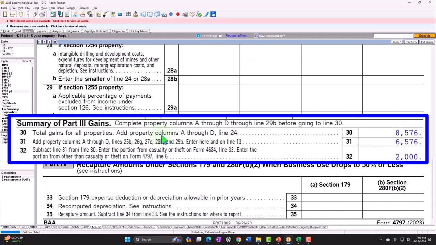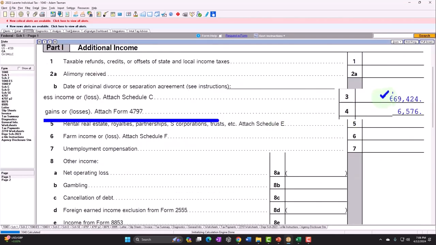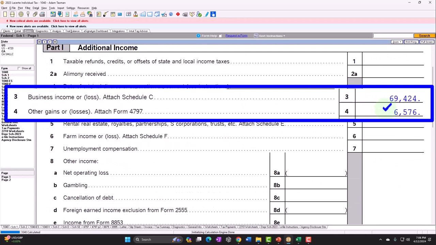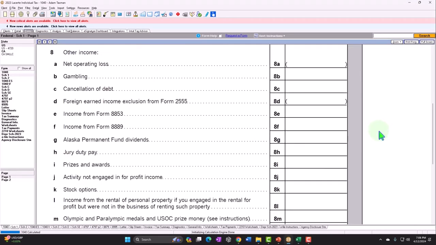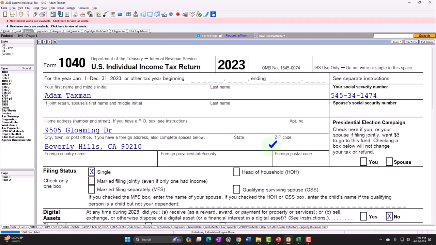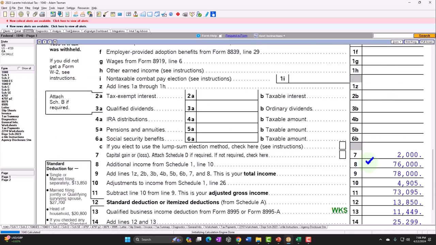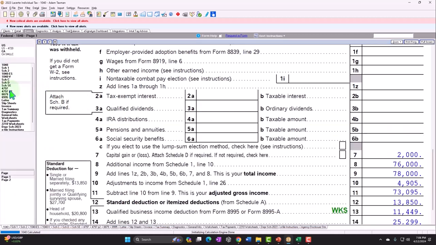So then if I go back then to the Schedule 1, you can see what's included here, only the 6,576, not the full 8,576, that is being included and pulled down to the 76,000, which is pulling to the form 1040, which is pulling in here on line number 8. The other amount you can see is right there. The 2,000 is being populated on the Schedule D.